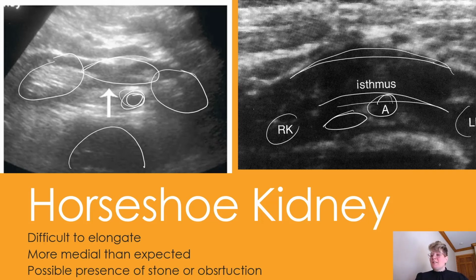All right, that brings us to the end of the renal anomaly lecture. The next lecture will be evaluating a renal mass.